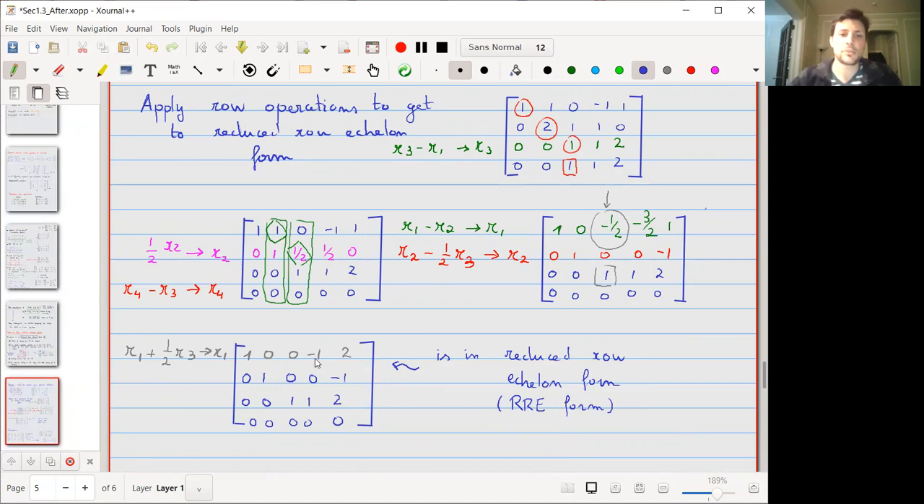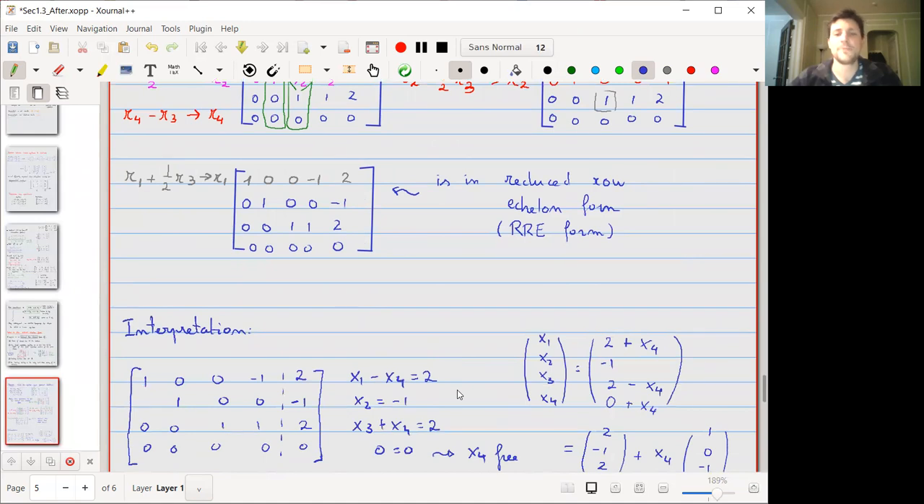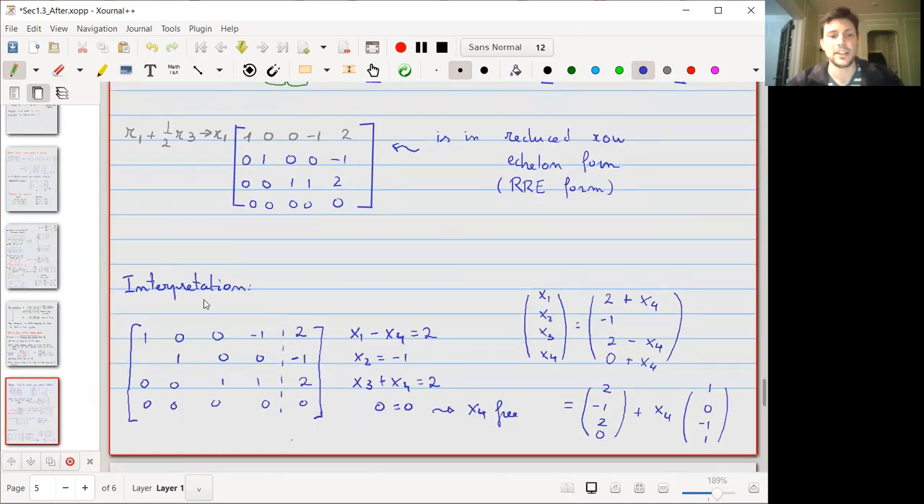Once we reduce our augmented matrix to a reduced row echelon form, we can finally interpret the result of our linear system. Let's have a look at it here. Our reduced row echelon form matrix is written here, and now we can translate it back into equations. So every row will become an equation. This first one reads x1 minus x4 is equal to 2. The second one, there's a 0 missing here, reads x2 is equal to -1. The third is x3 plus x4 is equal to 2. And the last one is 0 equals 0.